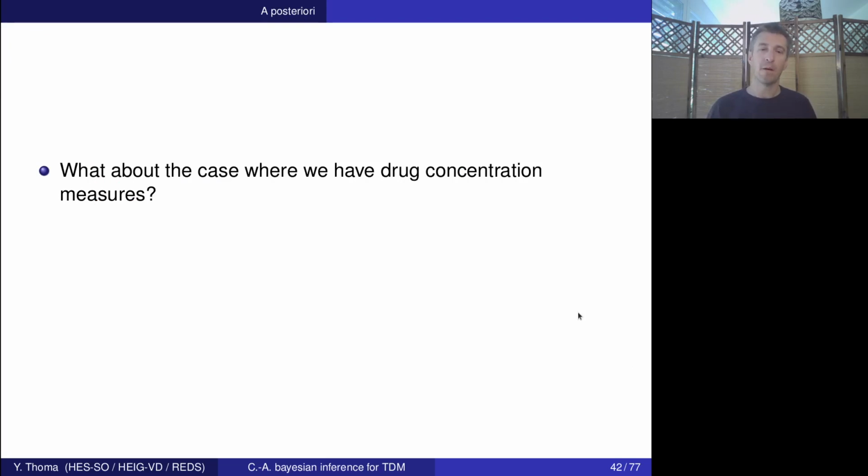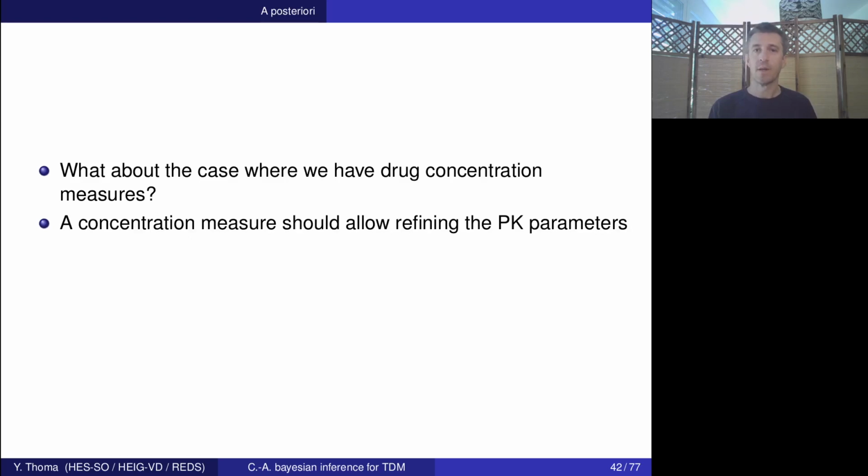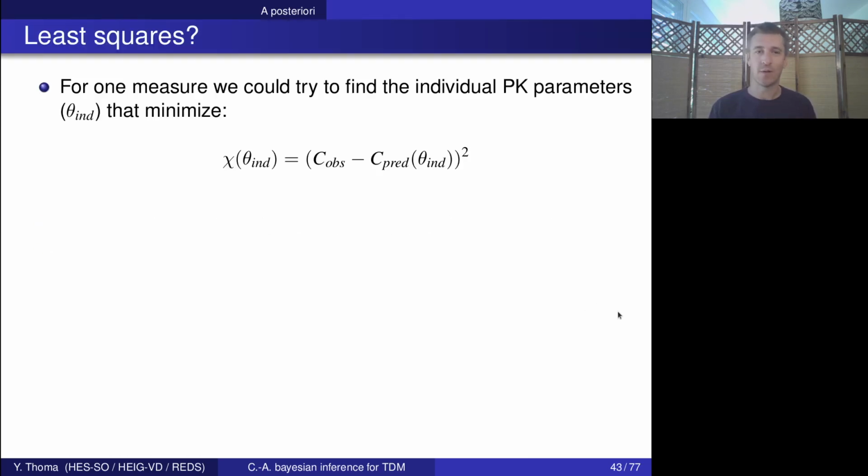Now, the idea is to get a measurement of drug concentration in blood, and from that, we will be more precise about our prediction. It will allow us to refine the PK parameters, but it's not exactly as easy as it was for a priori parameters. So what can be done?